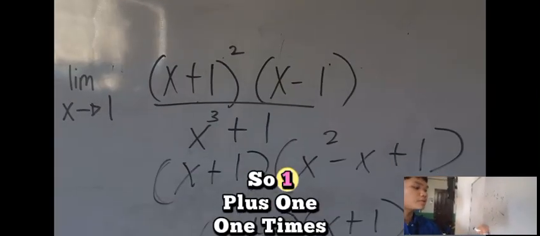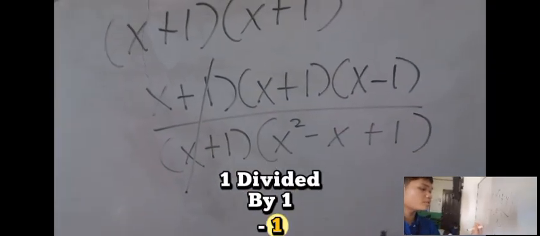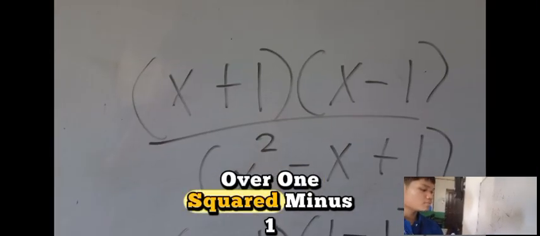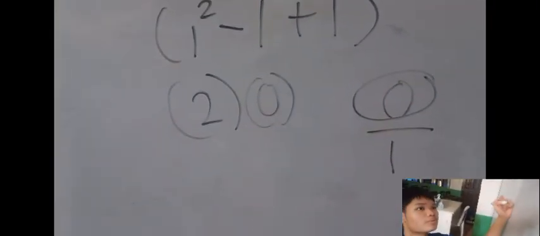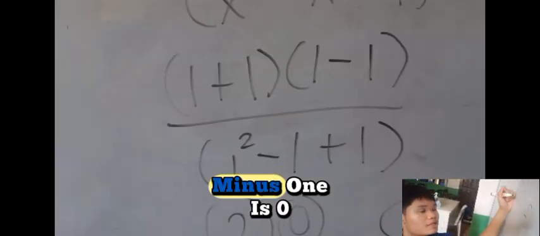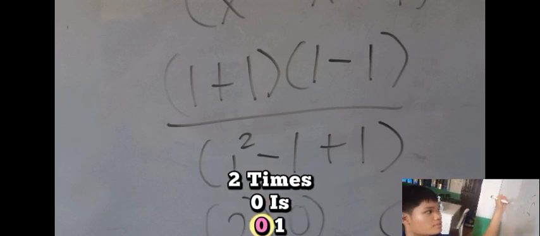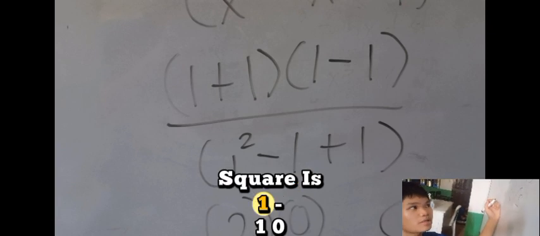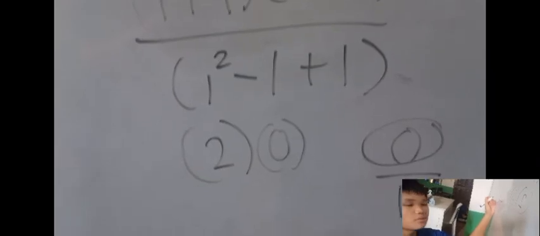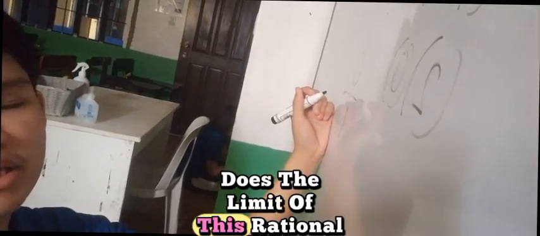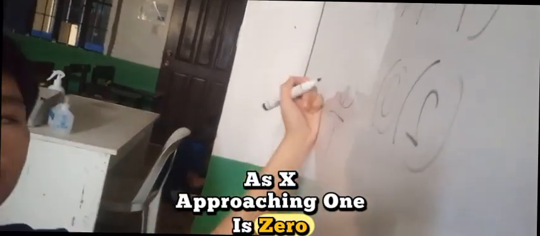So 1 plus 1 times the quantity of 1 minus 1 over 1 squared minus 1 plus 1. 1 plus 1 is 2, 1 minus 1 is 0, 2 times 0 is 0. 1 squared is 1, minus 1 is 0, plus 1 is 1. Thus, the limit of this rational function as x approaches 1 is 0.